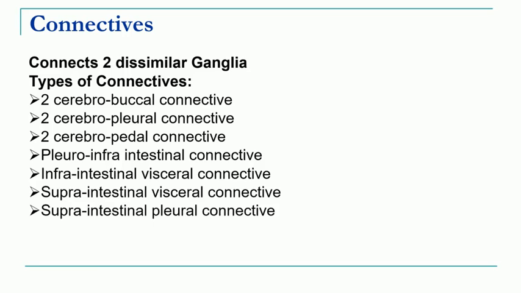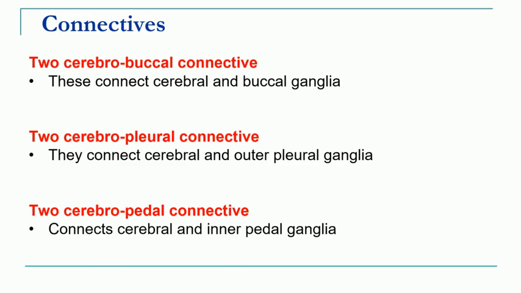Then there is one specialized connection that is called zygoneury. So let's discuss one by one. Connectives basically connect two dissimilar ganglia. Suppose there is a connection between the cerebral ganglion and the buccal ganglion, then that connective is called the cerebrobuccal connective.